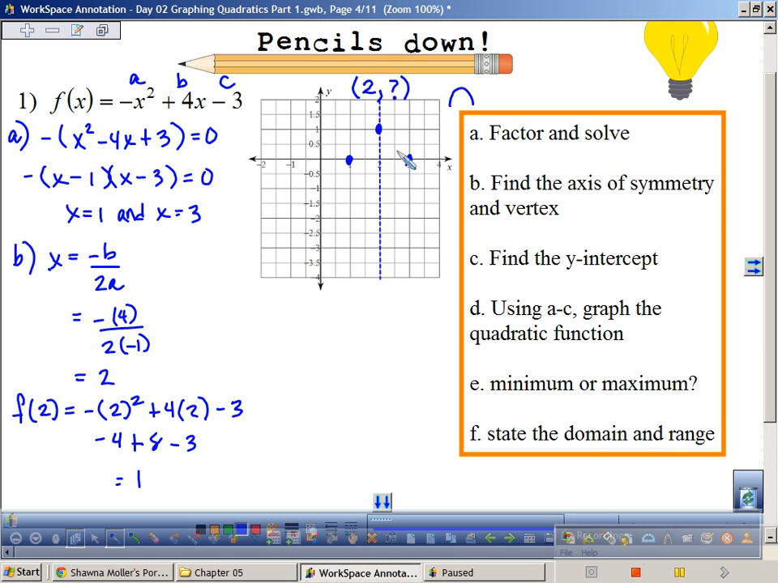Looks like it's negative. Isn't it a negative graph? It is. C. I found A, I found B, C. Find the y-intercept. How do I find the y-intercept?